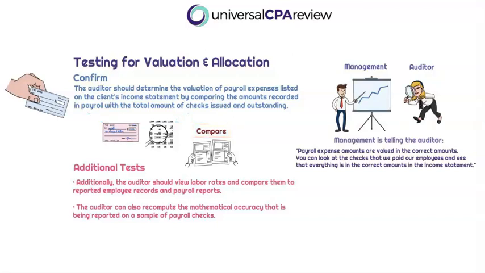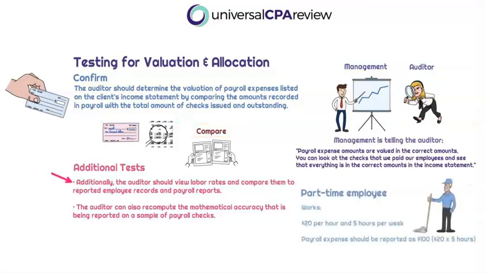Okay, so something else the auditor can do is view labor rates and compare them to the reported employee records, right? So if the client says they have a part-time employee that works for $20 an hour and works a 5-hour day, well, that means that they are getting paid $100 a day. Okay, so we can back into that by taking a look at the labor rates and compare it to the reported employee records and payroll reports. Okay, so the auditor is going to need to perform a little 2 + 2 math.